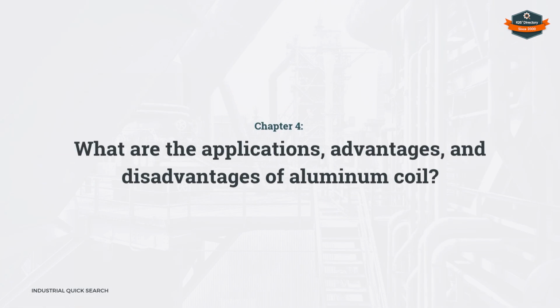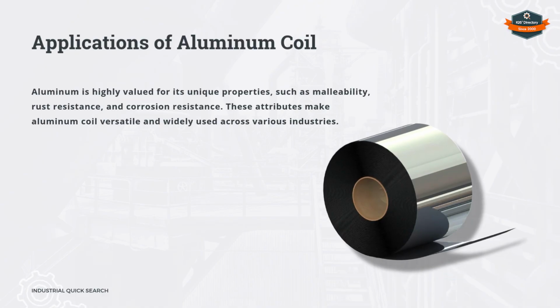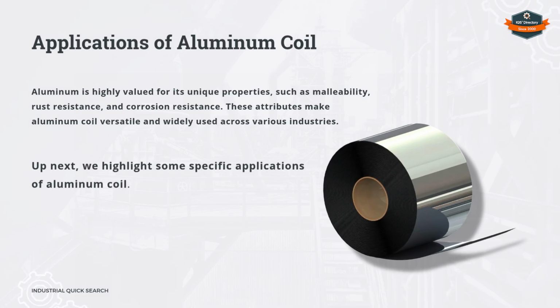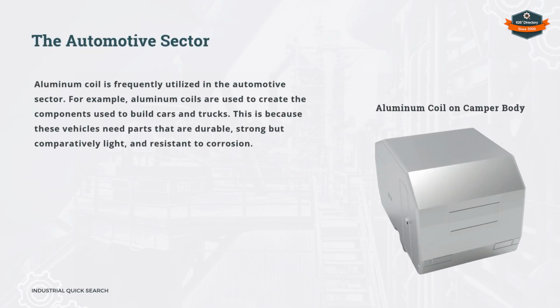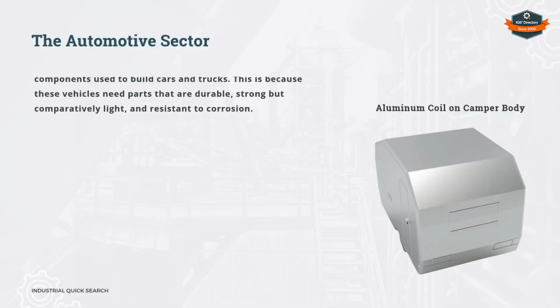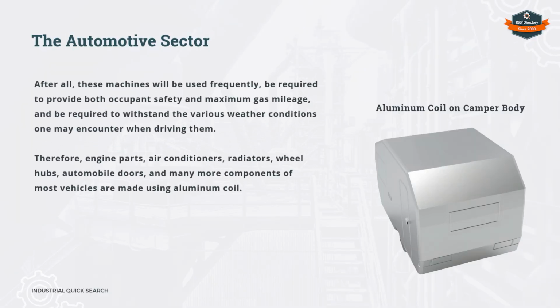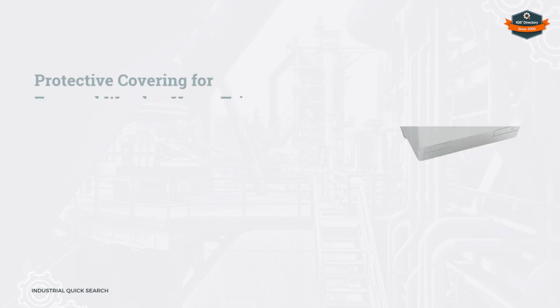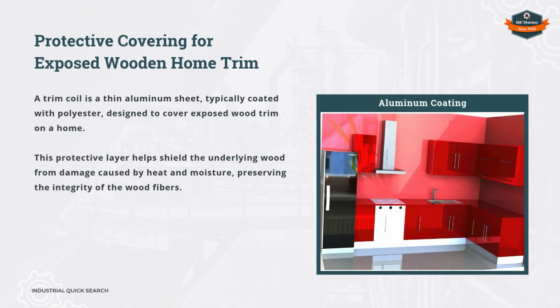Chapter 4. What are the applications, advantages, and disadvantages of aluminum coil? Applications of aluminum coil. Up next, we highlight some specific applications of aluminum coil. The automotive sector. Protective covering for exposed wooden home trim.